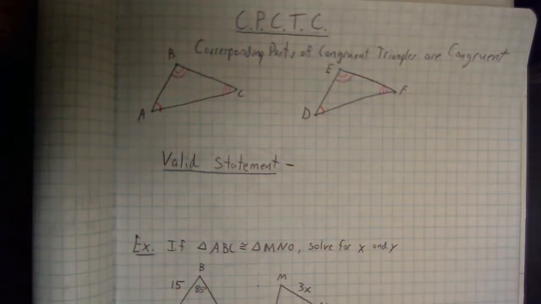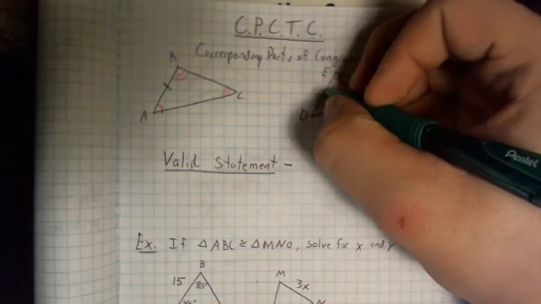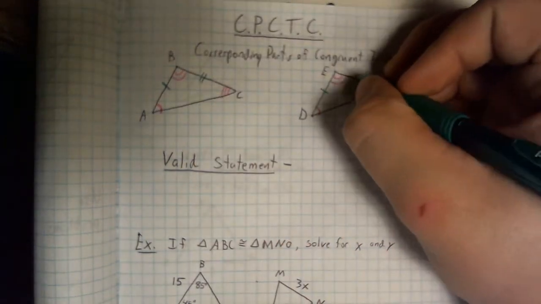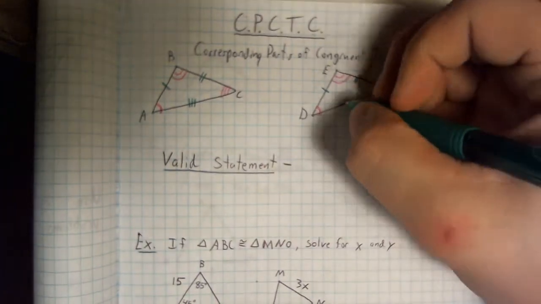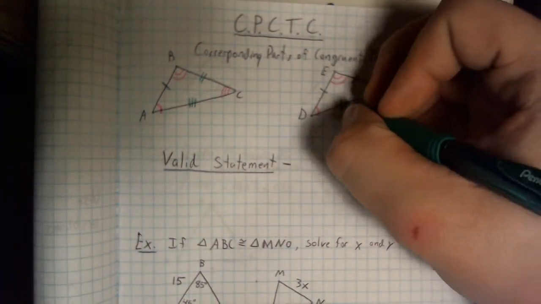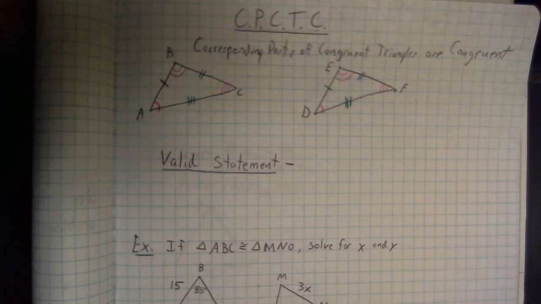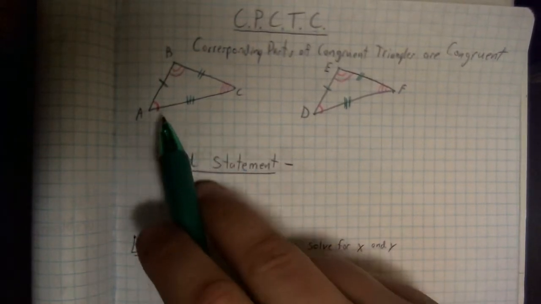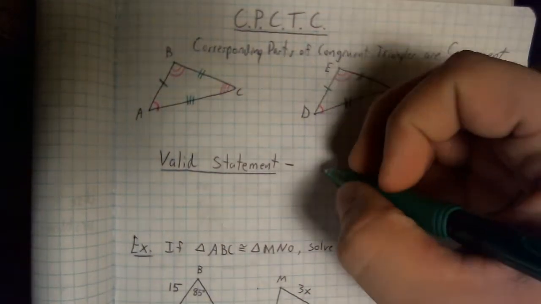Then we look at the sides. Corresponding of AB with DE, correspondence with BC and EF, and correspondence with AC and DF make those sides all congruent. Okay? Now, the valid statement, as we said before, has to do with the corresponding parts themselves. So here's how we're going to write these.